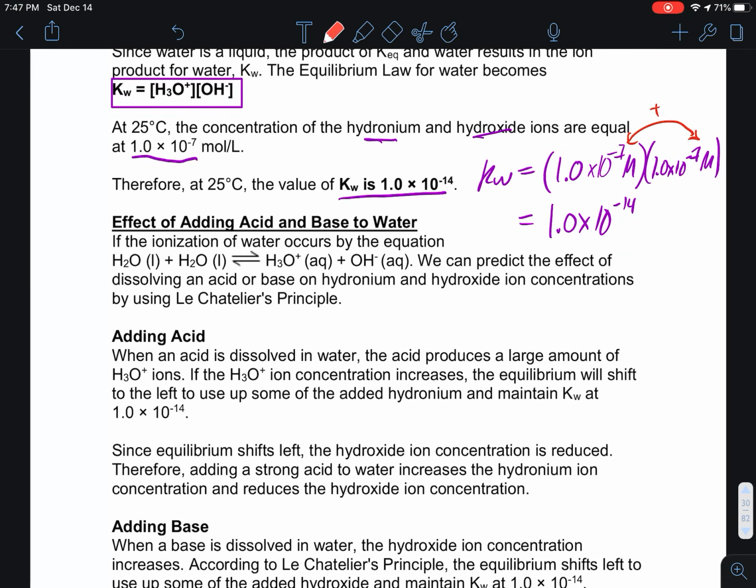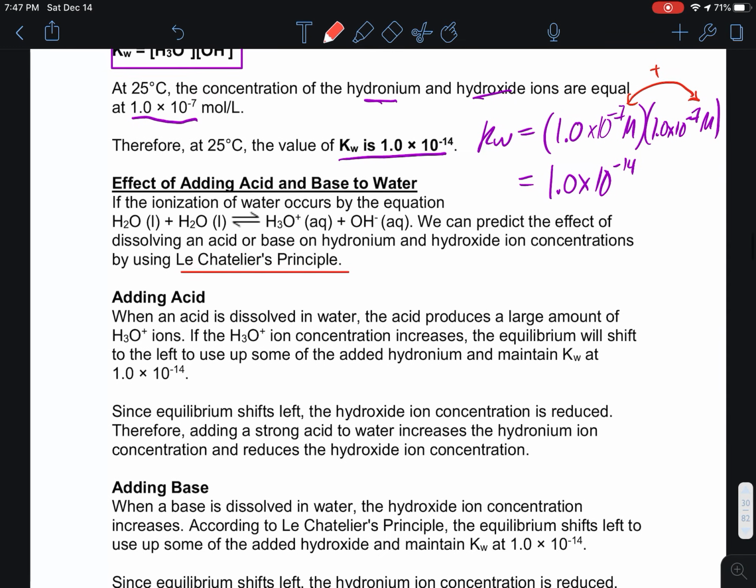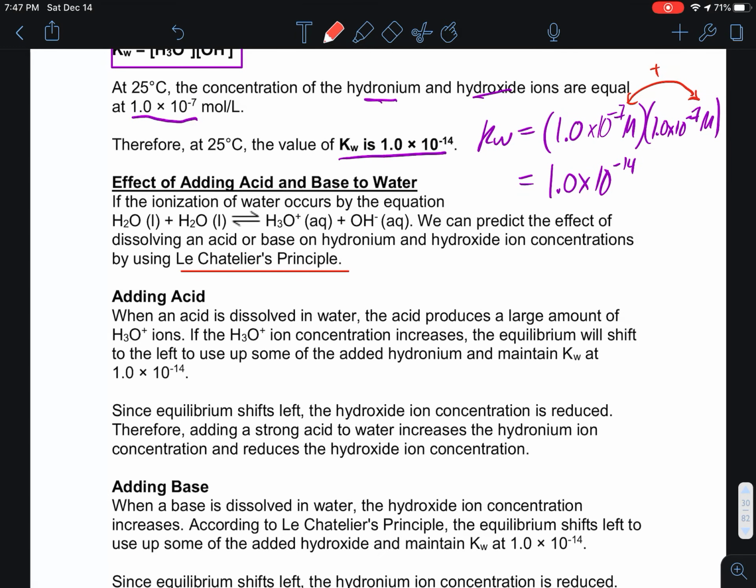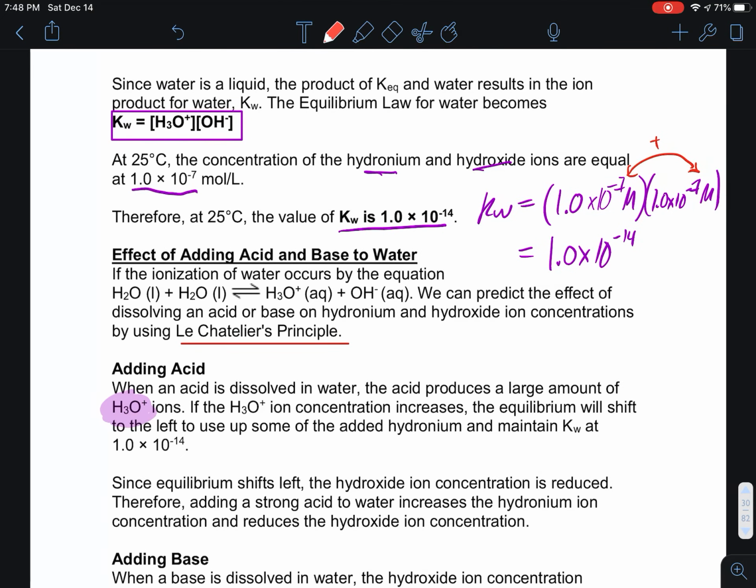So if the ionization of water occurs by this equation, we can predict the effects of dissolving an acid or base on the hydronium and hydroxide ion concentration using Le Chatelier's principle. So this equilibrium should shift to accommodate the extra hydroniums that are being created by the addition of an acid or a base. So when we add acid, the acid is producing a large amount of hydronium ions. That's the whole point. That's what we said. Even Arrhenius and Brønsted-Lowry both told us this. And so the equilibrium will shift to the left.